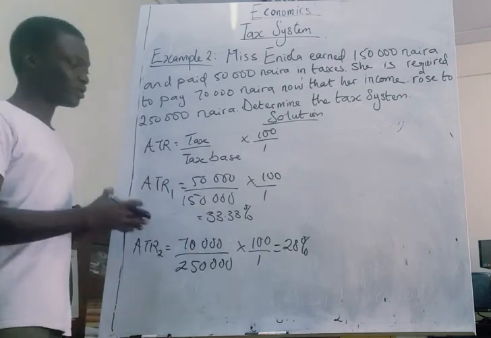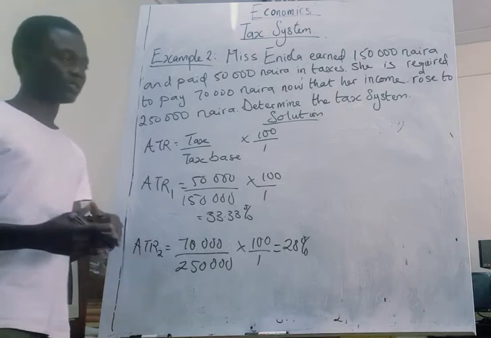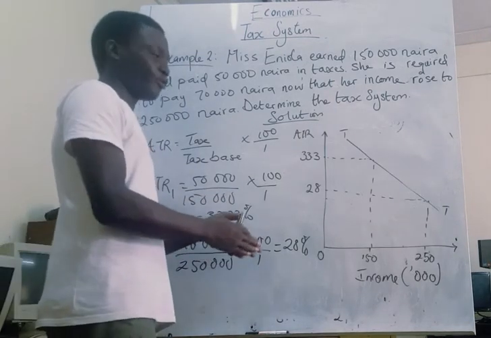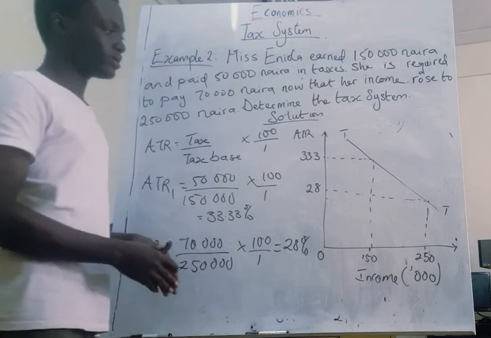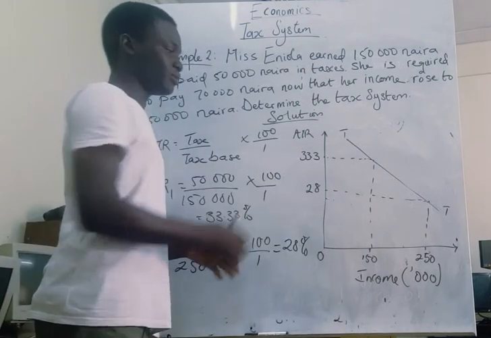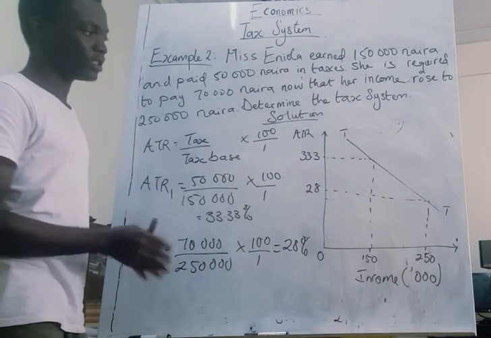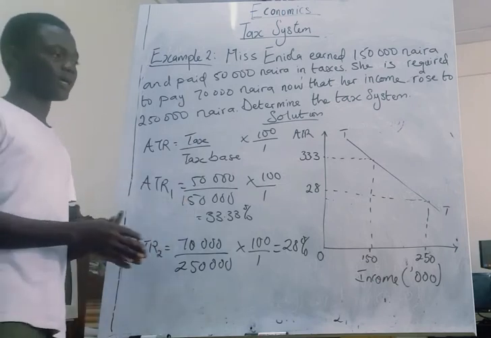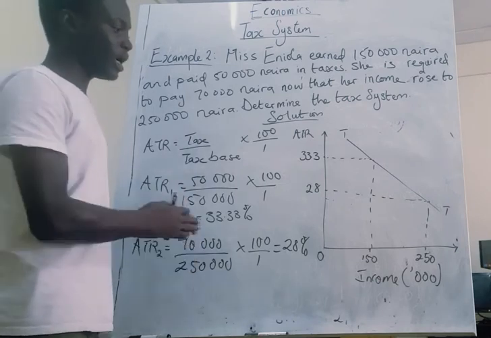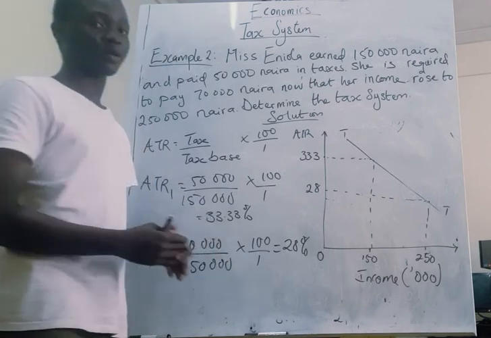So now let us draw the graph of this tax system and see. This is the graph for Miss Eniola's tax system. The graph is downward sloping, which simply means that she is paying less in taxes as her income increases, or she is paying more in taxes as her income decreases.